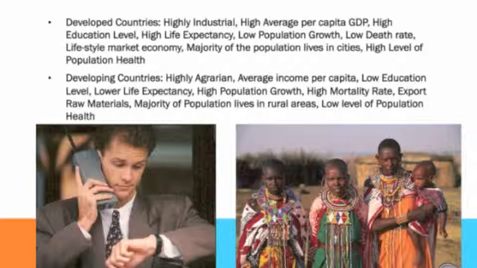In contrast, developing countries are usually highly agrarian, have a low average income per capita, a low education level, lower life expectancy, high population growth, a high mortality rate, export raw materials, the majority of the population lives in rural areas, and there's usually a low level of population health. And you can see the developing country on the right.